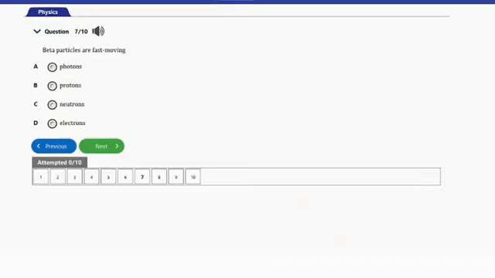So the next question we have here is question number 7. It says here, beta particles are fast moving: A, photons; B, protons; C, neutrons; D, electrons. So guys, the answer to this question is option D here, electrons. Let's go ahead and consider the next question, guys.